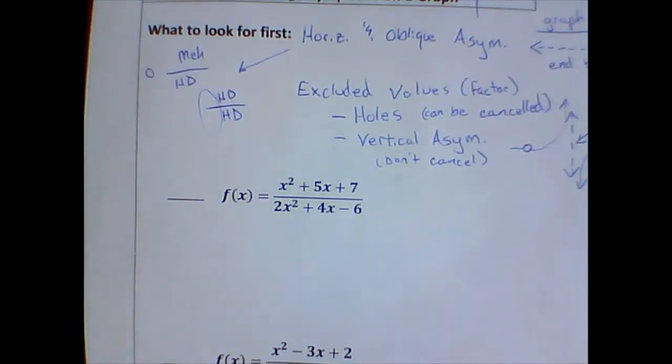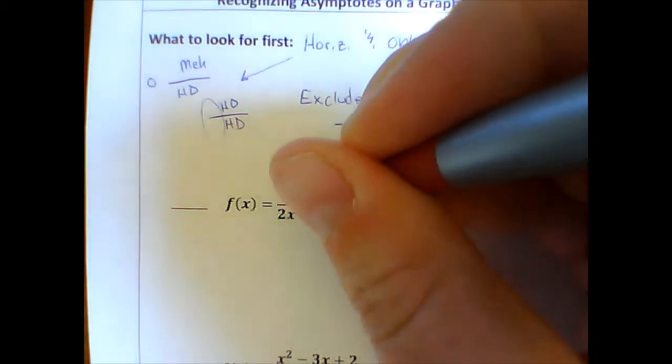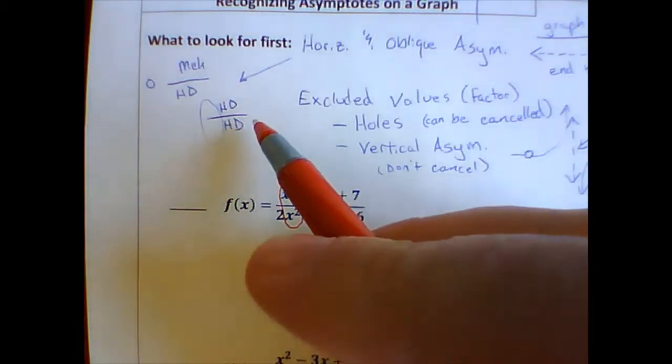All right, so let's give this a shot. We're going to look for highest degrees, and they are tied. That means it is a horizontal asymptote.